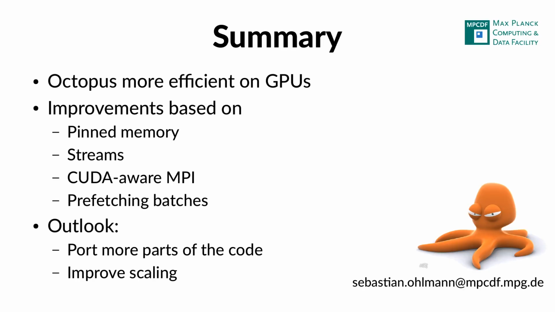And so with this I'd like to come to the summary already. I hope that I could show you that the Octopus code is now more efficient on GPUs than before, and we did quite some improvements based on different technologies such as pinned memory, streams, CUDA-aware MPI, prefetching batches, and also much more. As a little outlook, what we plan to do next is to port more parts of the code because there's still some that do not run efficiently on the GPU, and also to improve the scaling still more.